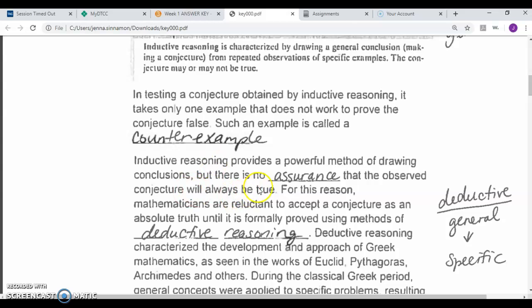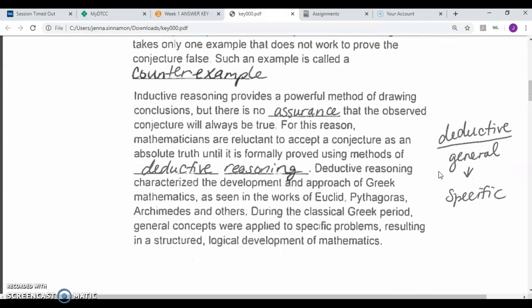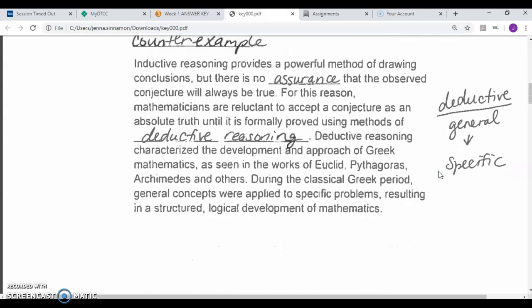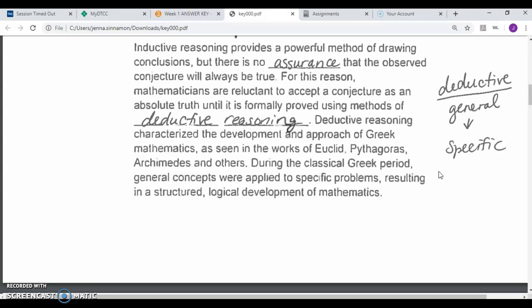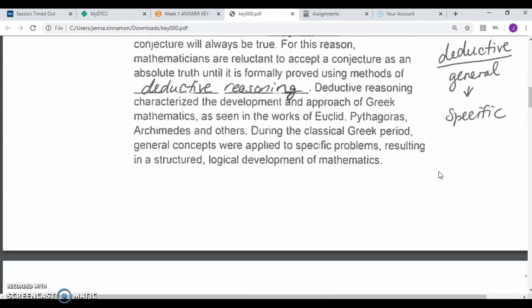You can see right here, it says inductive reasoning provides a powerful method of drawing conclusions, but there is no assurance that the observed conjecture will come true. Now, the opposite of this is called deductive reasoning, where we take general facts we know and apply them to specific situations. So, for example, I know dogs are born with tails. So I have a dog named Bernie. I can assume that Bernie has a tail. Now, there are sometimes flaws, maybe a dog that was born without a tail. But for the most part, I know that all dogs will have a tail. So therefore, my dog Bernie has a tail too.